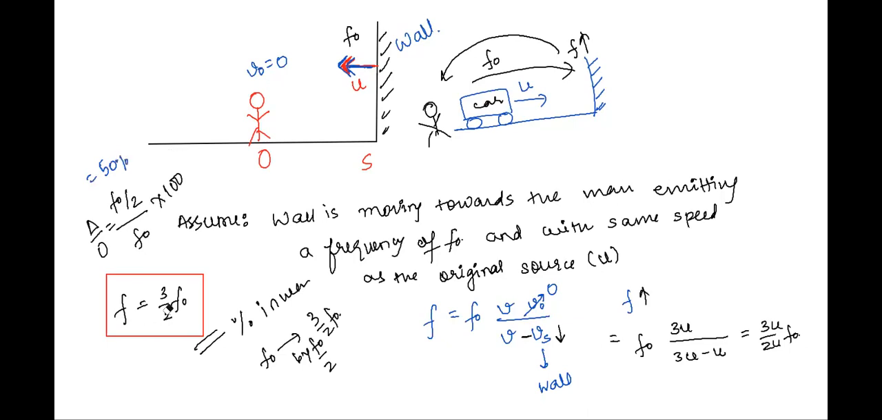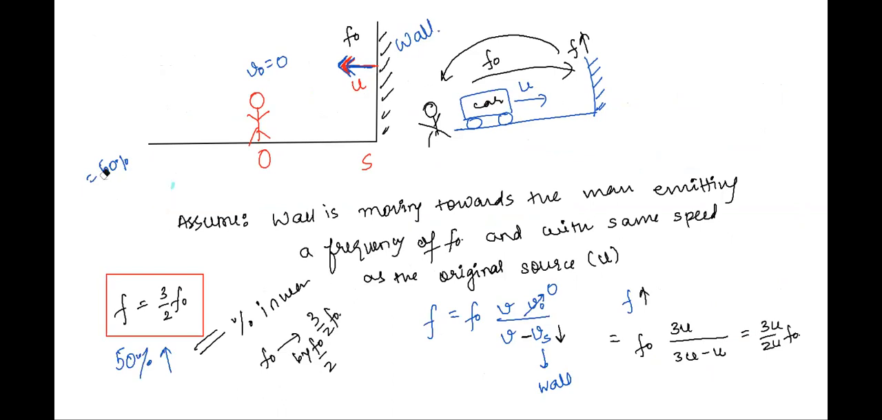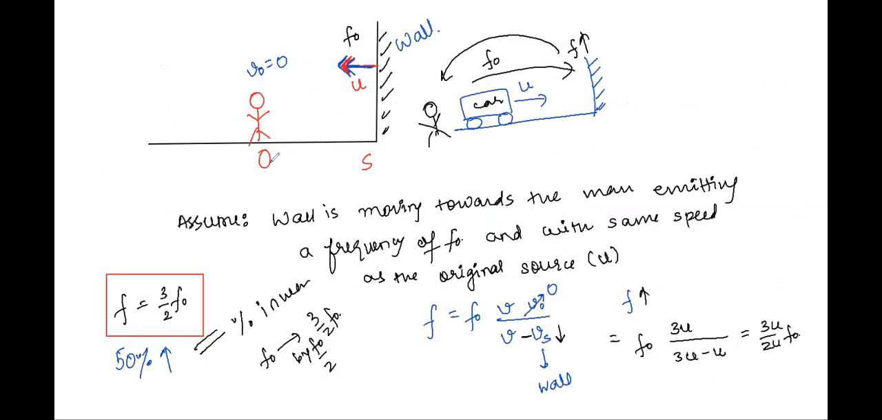So I can say that in the second case, there is a 50% rise in frequency, 50% increase or rise in frequency. Whereas here, there was a 25% decrease in frequency. Is that concept clear? So we have here a 25% decrease in the frequency, whereas here we had a 50% increase in the frequency. Clear? Okay, good. Excellent.